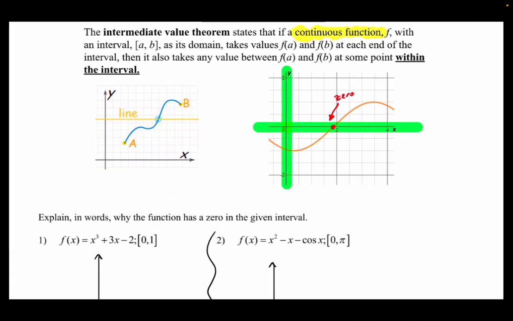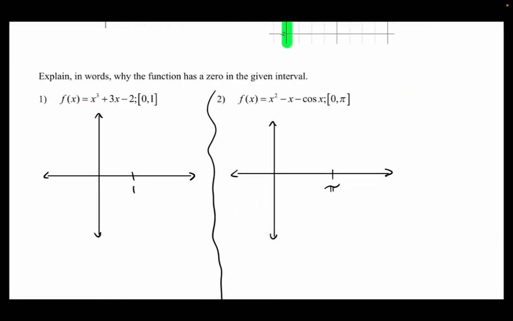That's the whole idea. If I start here and end there, and I'm continuous and I'm a function, I had to have crossed every y value in between. Couldn't have skipped. So we're going to explain why, we're going to verify. 1 and 2 are kind of verification. Verify why the function has a zero.